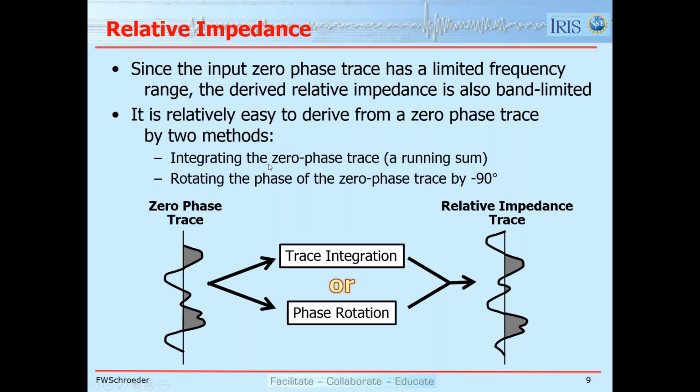It's relatively easy to derive relative impedance from zero phase. One way is to integrate the zero phase trace. Integration would be similar to a running sum. The other option is to rotate zero phase data by minus 90 degrees. So if I have a zero phase trace, I could use either trace integration and get relative impedance, or I could use a phase rotation of minus 90 degrees to get a relative impedance trace.